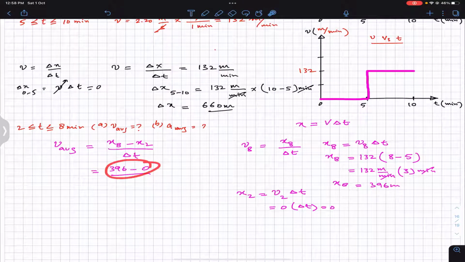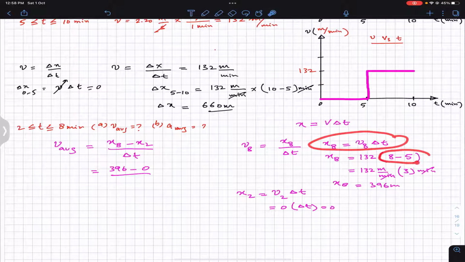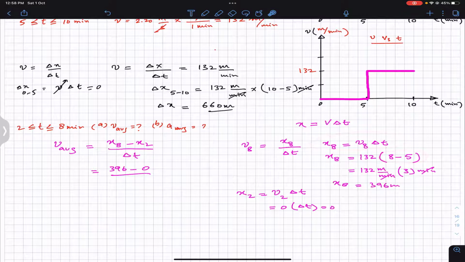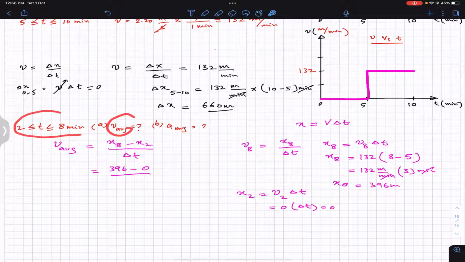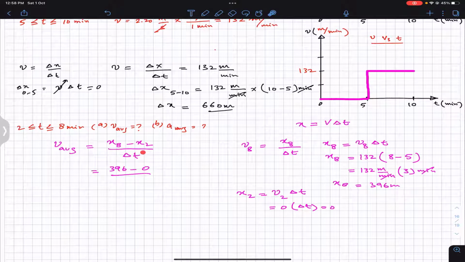This is 396 minus 0 divided by delta t. Now delta t is the whole interval, from 8 minus 2. When we are finding the average velocity between 2 to 8 minutes, in this average velocity formula we have to use delta t as the whole interval. So this is 8 minus 2, and 8 minus 2 is 6.